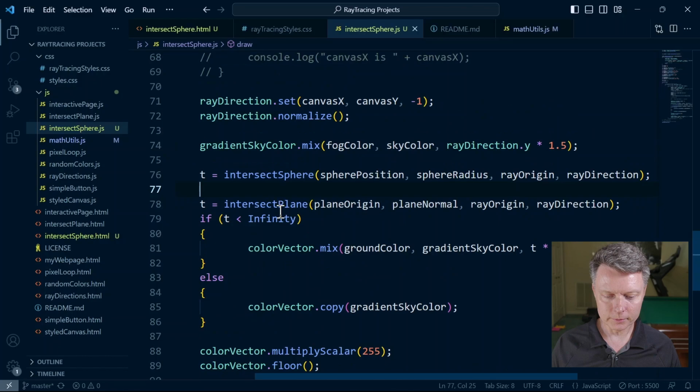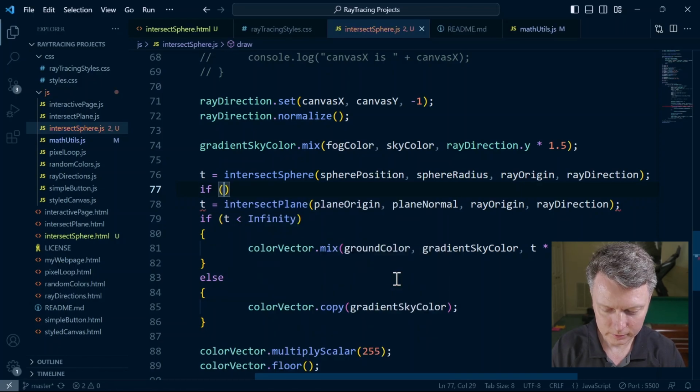So if you look here, we have intersect plane, and then we get a t value back, and then we test that. If t is less than infinity, that means we got a good t value. But now we need to do slightly more work than that because we have multiple objects that are all competing for that t value. And so remember, we have to select the winning t value or the closest t value, and that's the one that always wins. So whoever has that gets to be the object that's rendered. And so we're going to do a slightly different kind of check.